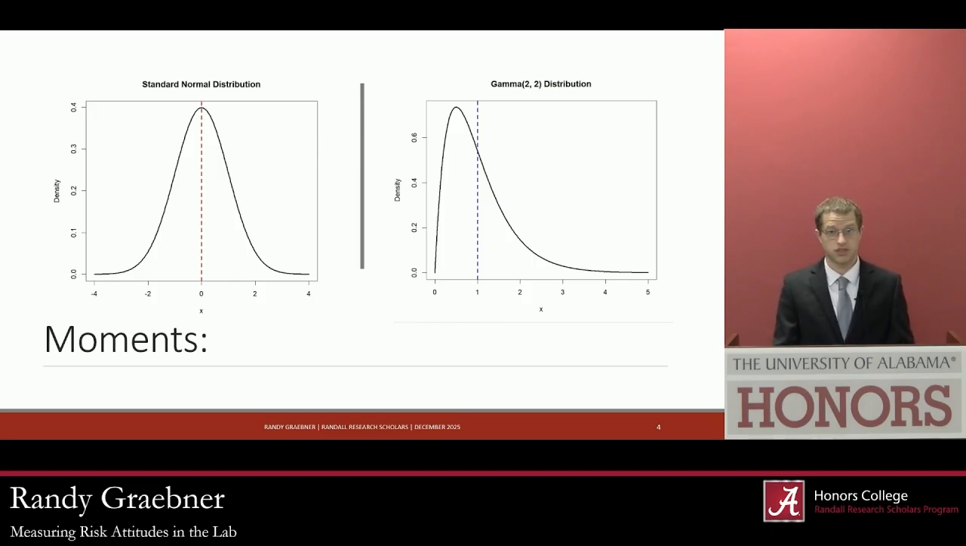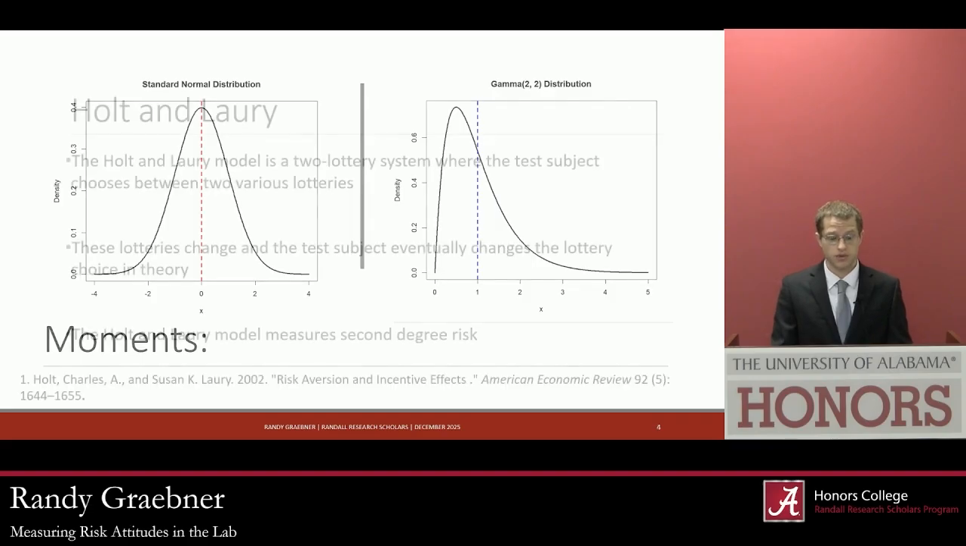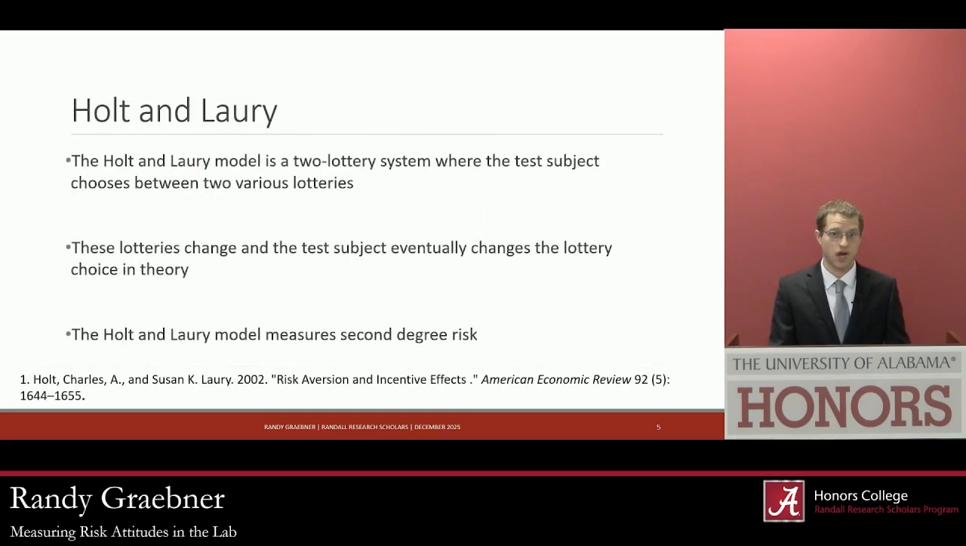We also care about kurtosis, which is the fourth tool we're going to be using to measure things, and that is a detail of how heavy the tails are. A tail is the probability distribution function as it goes to negative infinity or infinity. So higher kurtosis implies more weight in the tails as opposed to being clustered around the expected value. And we use this when we come to the Holt and Laury model, because the Holt and Laury model is a two-lottery system that we use to measure variance and see how people respond to changes in it.